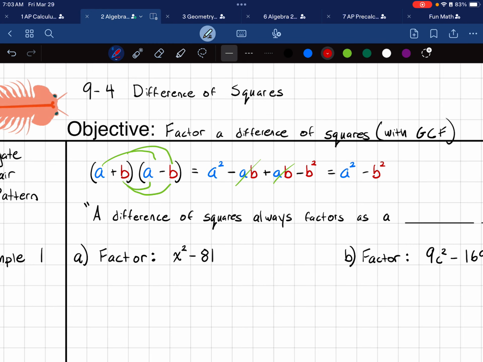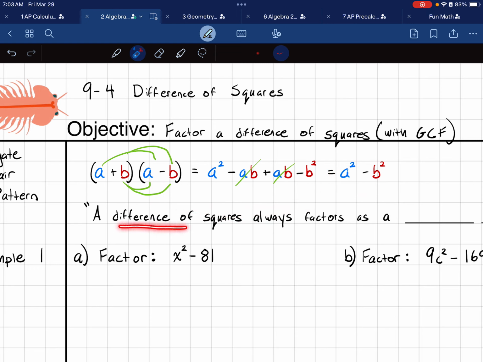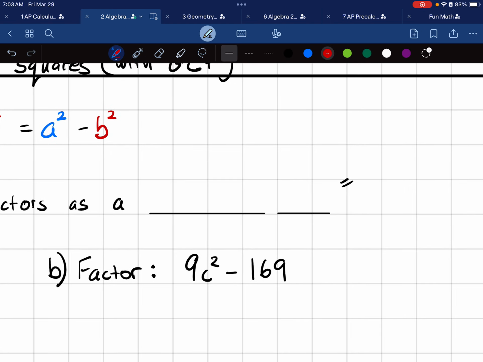And you'll notice that is the title of our lesson, difference of squares. This is a square, this is a square. There's a difference here because there's a minus sign. So what we're doing is we're going backwards today. If you see this pattern of a squared minus b squared, you have to go back to a conjugate pair. So I'll say that in words. If you have a difference of squares, it always factors as a conjugate pair.